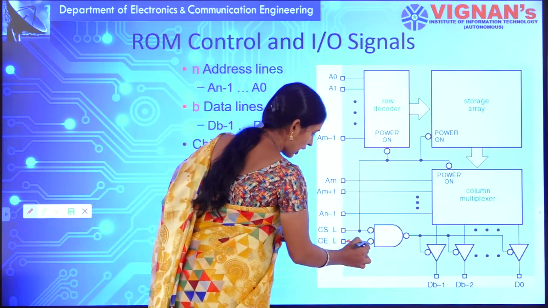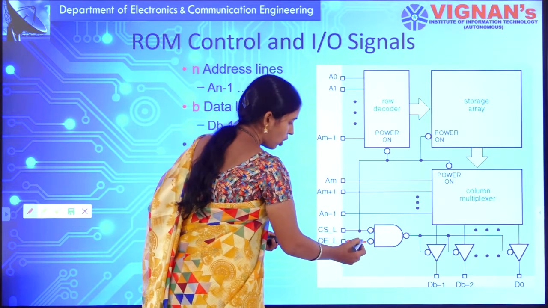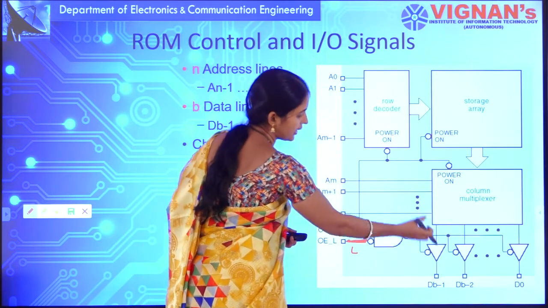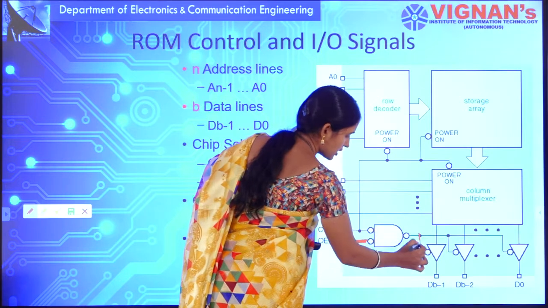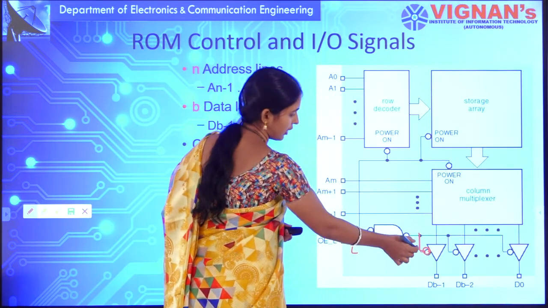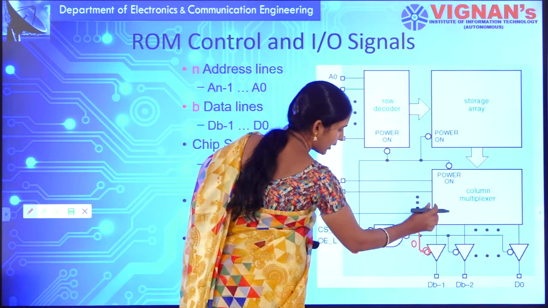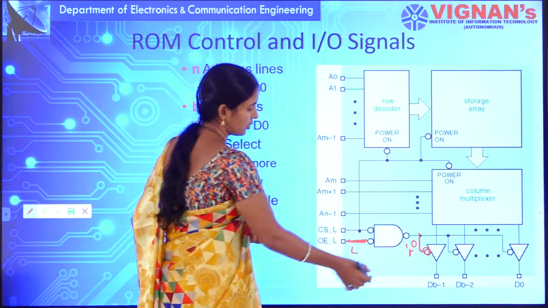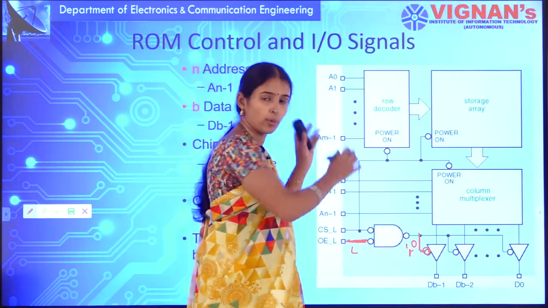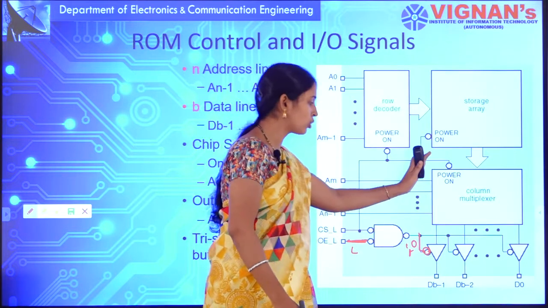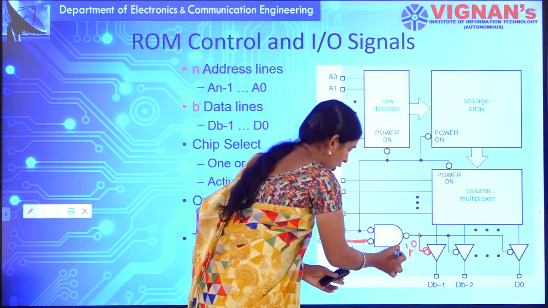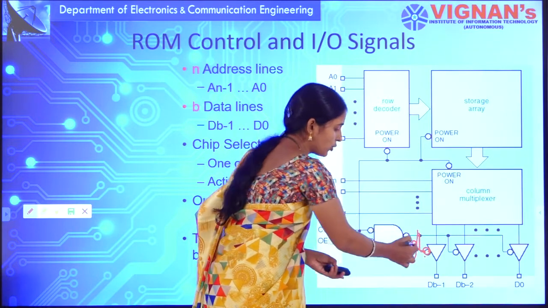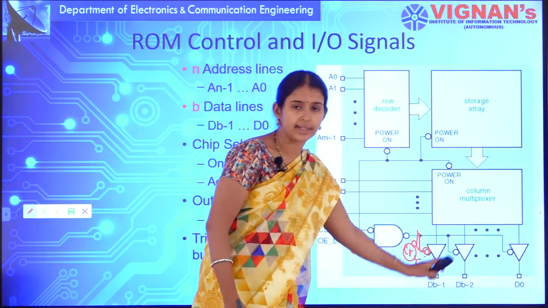See, this is your output enable. Output enable should be active low, and only then can you access your data. This is also given to the output enable, which is like a buffer. If this is 0, then only you can access the data. If it is 1, you cannot access the data. That means even though you are providing the address and the chip select, if your output enable is low you can access the data, but if output enable is 1, you cannot access the data.